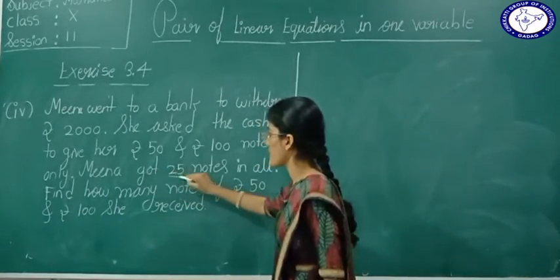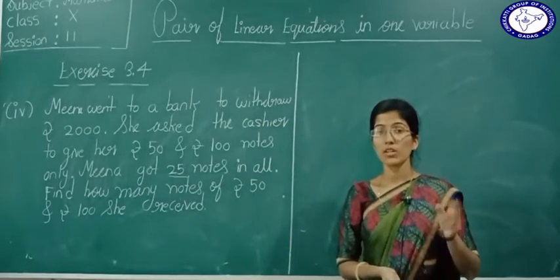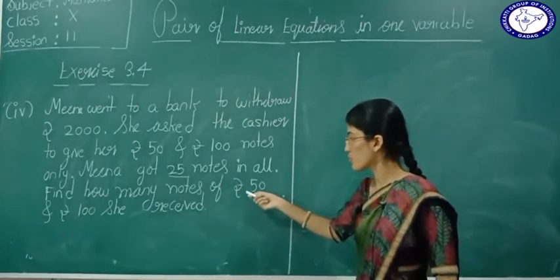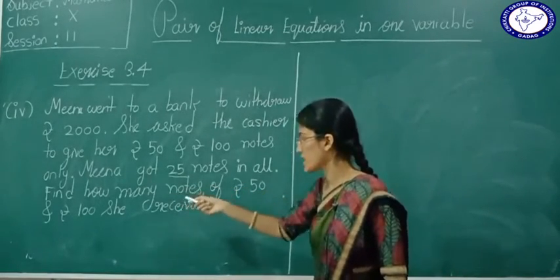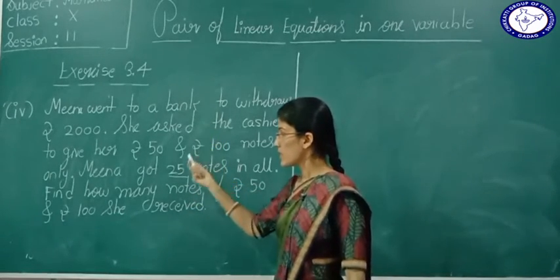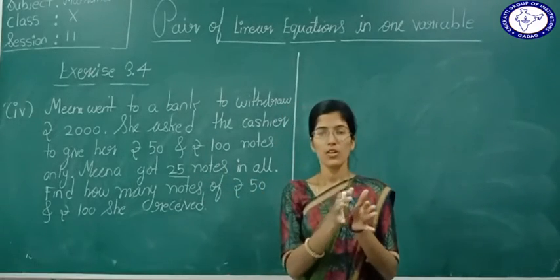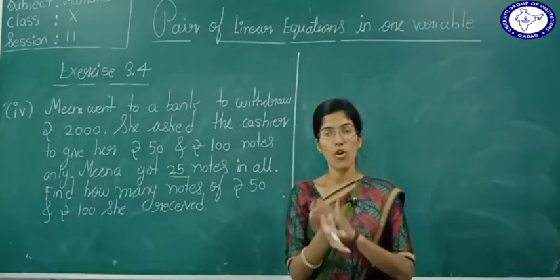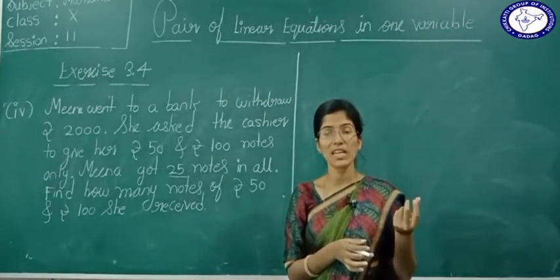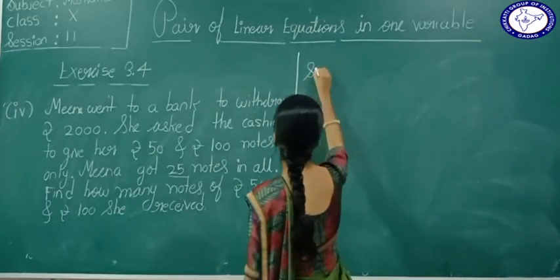Meena got 25 notes in all. The cashier gave her 25 notes. Find how many notes of rupees 50 and rupees 100 she received. What did they ask? How many notes of rupees 50 she got, and how many of 100 rupees notes. Total, how many they have asked. Now see, we will see the solution.